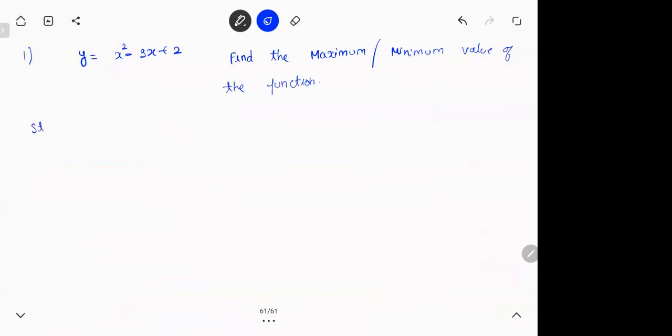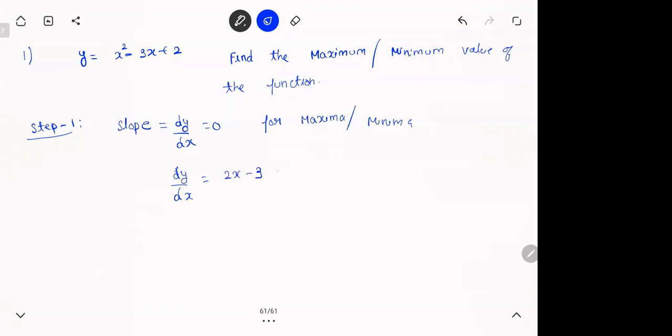So step 1, slope, that is dy by dx, is 0 for maxima or minima, critical points basically. So differentiate करो इसको. What will you get? Dy by dx will be 2x minus 3 equal to 0. X is 3 by 2. Hope this was clear. सिंपल डिफरेंशिएशन, ठीक है. एक्स स्क्वायर माइनस 3x प्लस 2 का डिफरेंशियल ना.